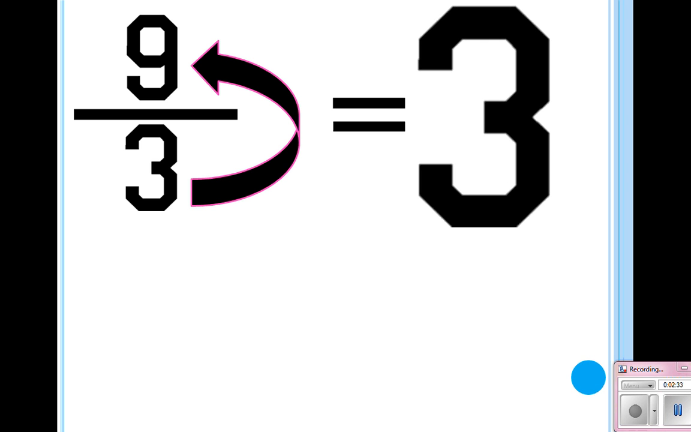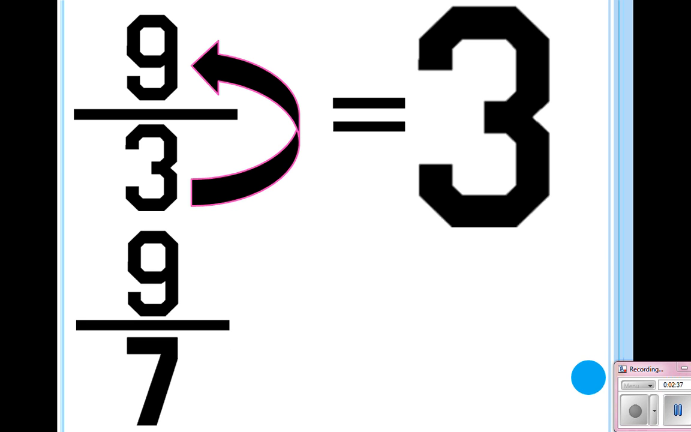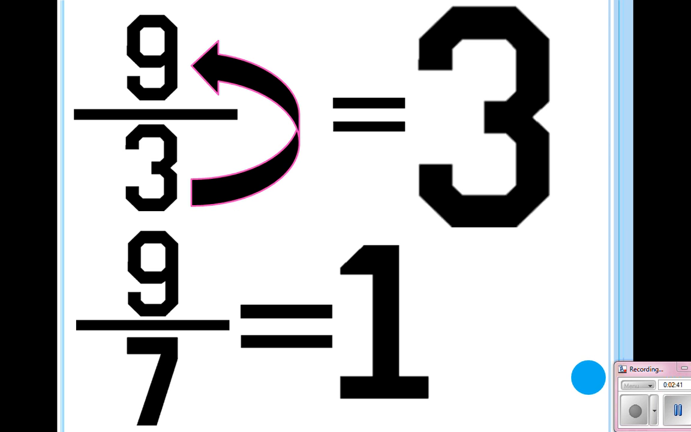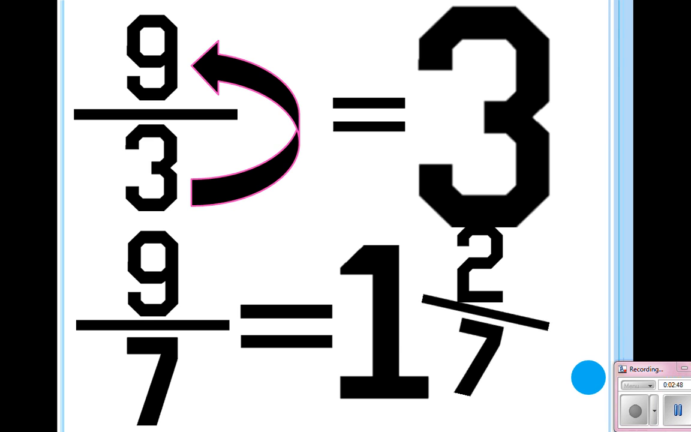For the fractions that don't have a denominator that goes into the numerator perfectly, you do this. 7 goes into 9 once, but then there are 2 remainders. So with those 2, we put that in a fraction beside the 1, and that will be over 7, because that was the denominator from the beginning.